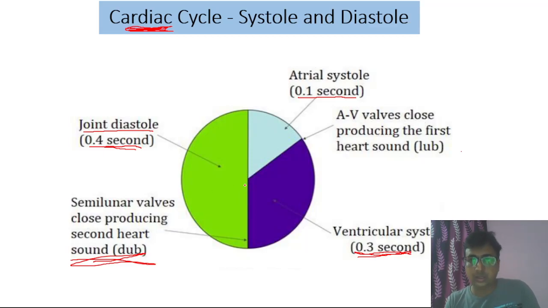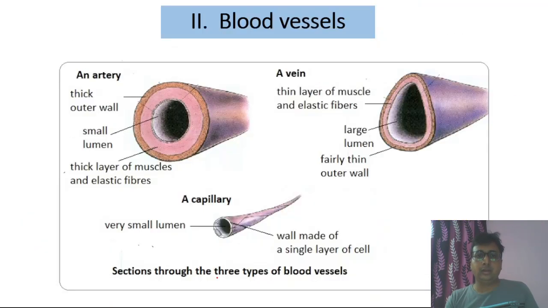The difference between the first heart sound and the second heart sound is 0.3 second, and the difference between the second heart sound and the first heart sound is 0.5 second. We have to remember these two timings. These timings may come. The difference between the second heart sound and the first will be 0.4 second plus 0.1 second, that is equal to 0.5 second. So this was about the cardiac cycle. So let us revise what we have learned today.